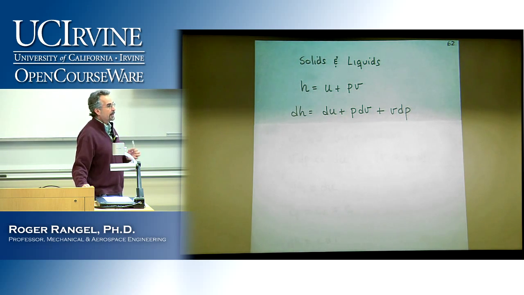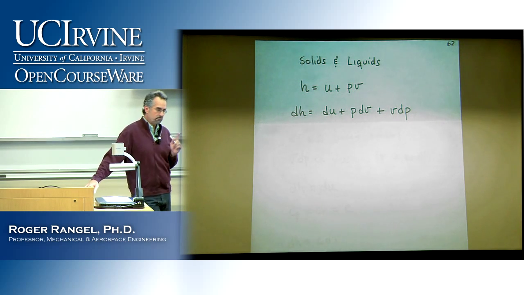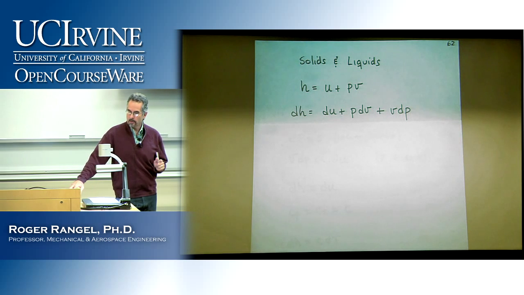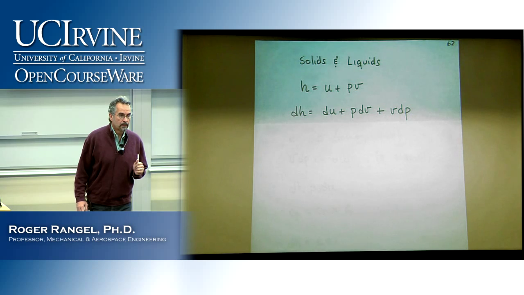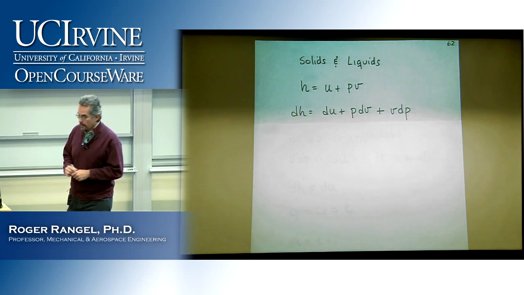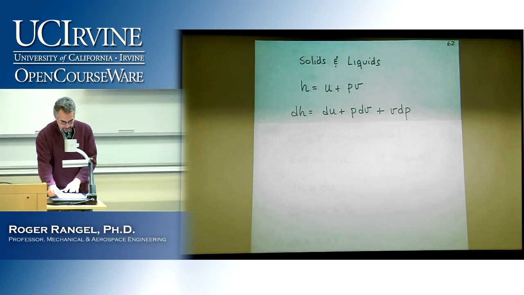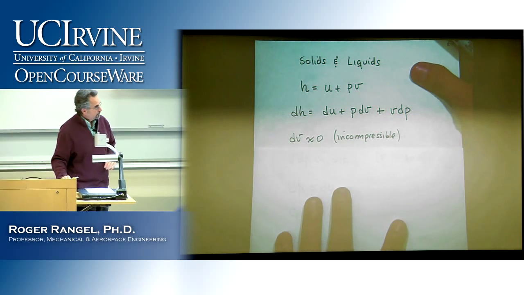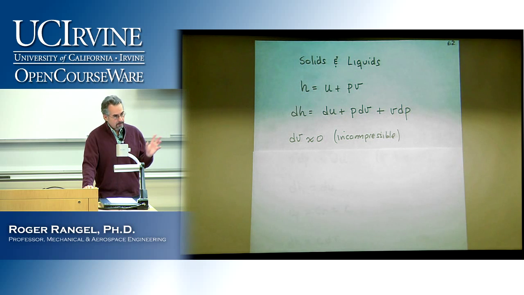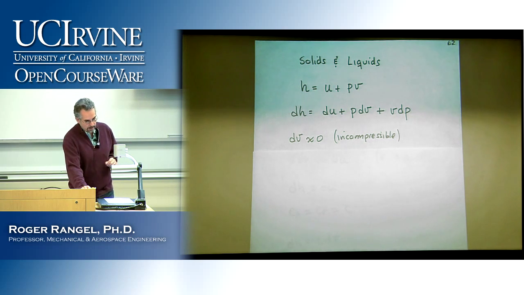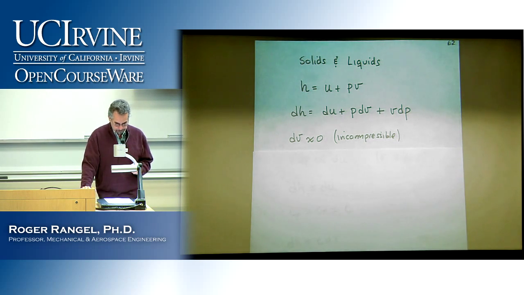But now, if we're dealing with a solid or a liquid, we can make some simplifications. For example, what can I assume about a solid or a liquid? That the volume changes so little that I can neglect it. For example, if I want to get a first approximation. So let's neglect volume changes for a solid or a liquid.